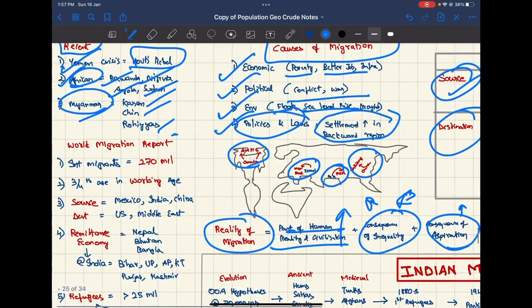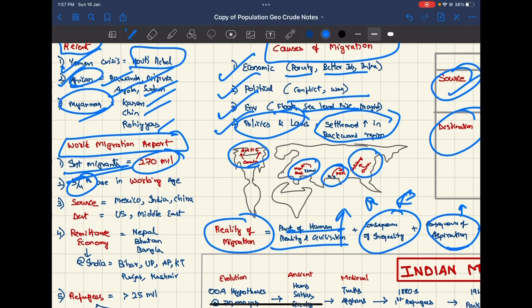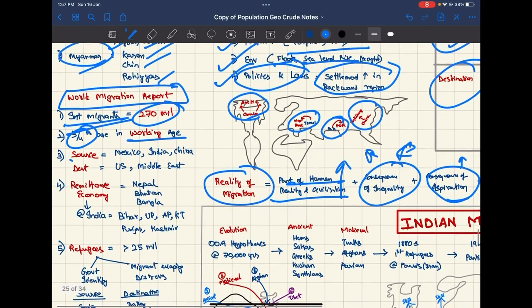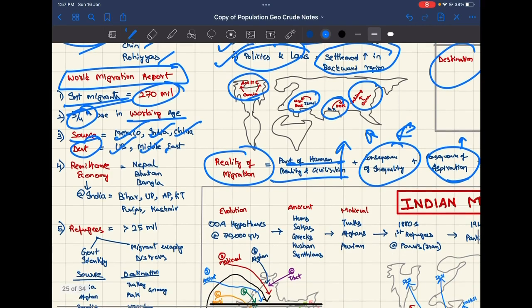Now, coming to the World Migration Report, 270 million international migrants are there. Three-fourths of them are of working age. The main sources are Mexico, India, and China. Main destinations are the US and the Middle East. The remittance economy is very huge in Nepal, Bhutan, and Bangladesh. In India, it is huge in Bihar, UP, Karnataka, AP, Punjab, and Kashmir.